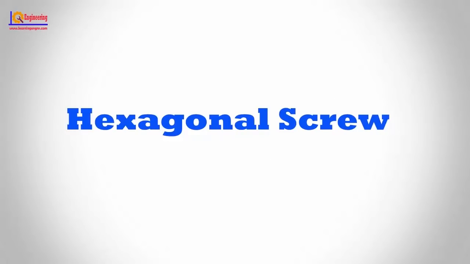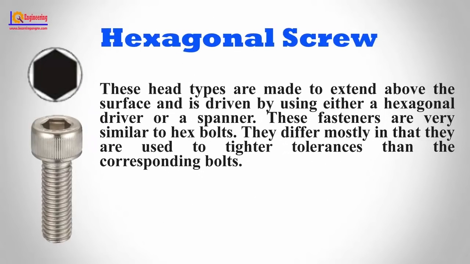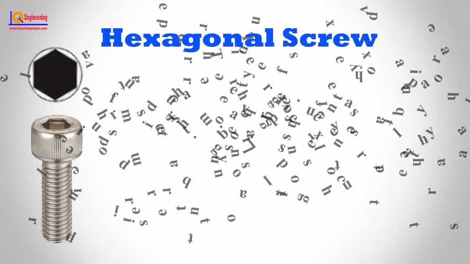Hexagonal screw. These head types are made to extend above the surface and are driven by using either a hexagonal driver or a spanner. These fasteners are very similar to hex bolts. They differ mostly in that they are used to tighter tolerance than the corresponding bolts.